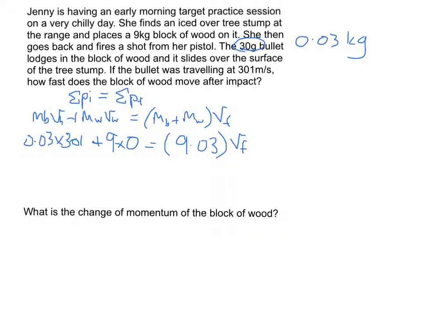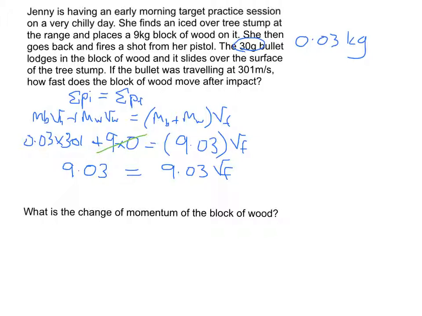Now again, we calculate the left hand side. We've got 9 times 0, which is just nothing. And then we have 0.03 times 301. It gives us an answer of 9.03. And that will be equal to 9.03 V, the final velocity.